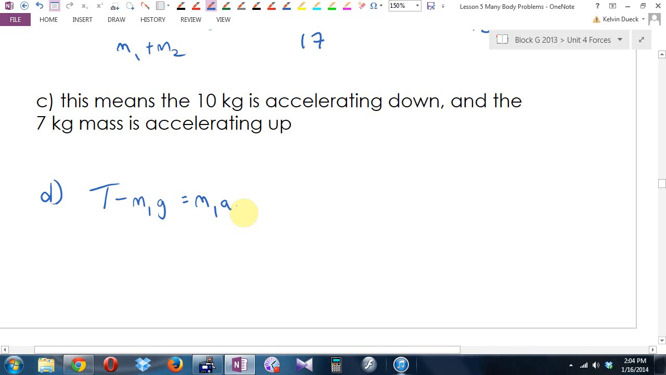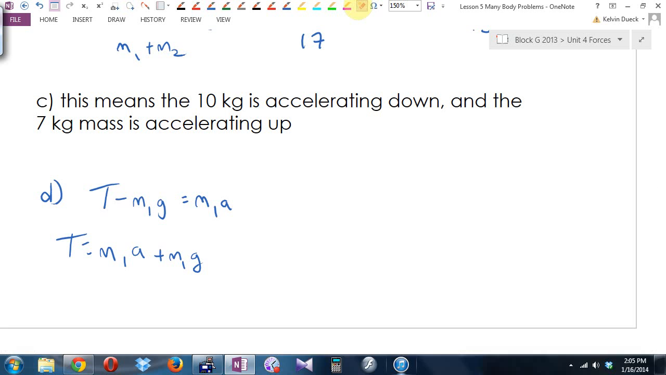How would I get the tension by itself? Rob? Which one, minus or plus? That's why I picked tension to be the winner, because I figured I'll be plussing and I'm better at plussing than minusing. Plus what over? So you're telling me, and you're right, tension is going to be M1A plus M1G?